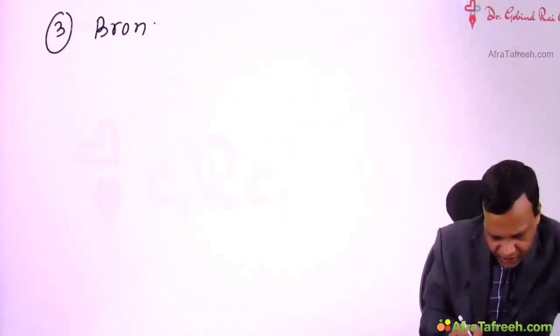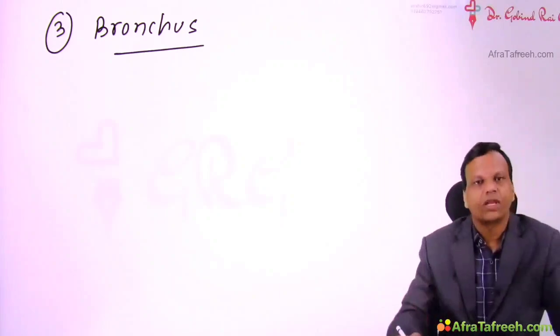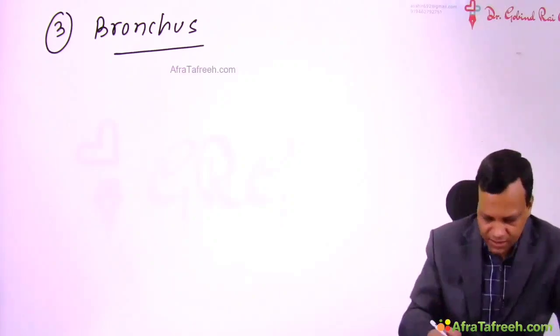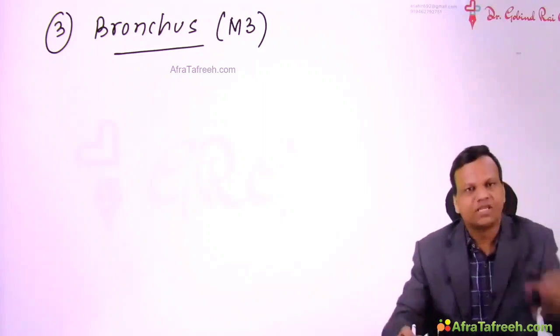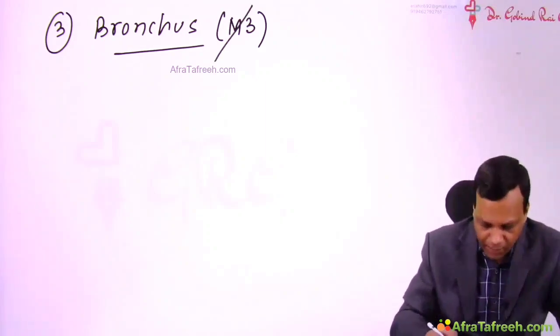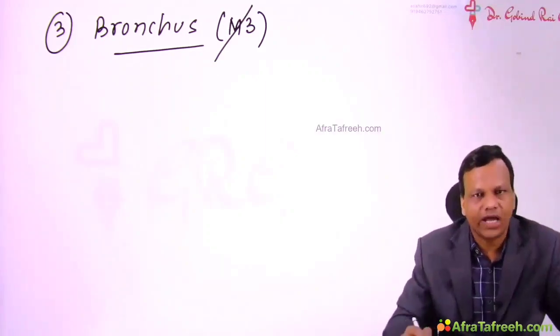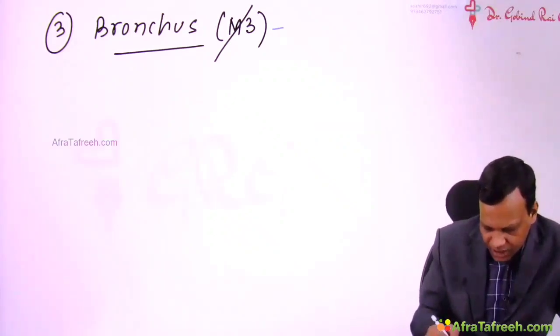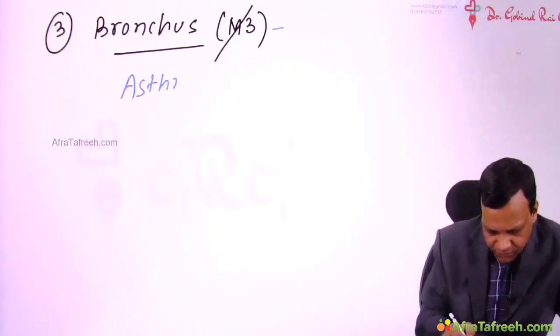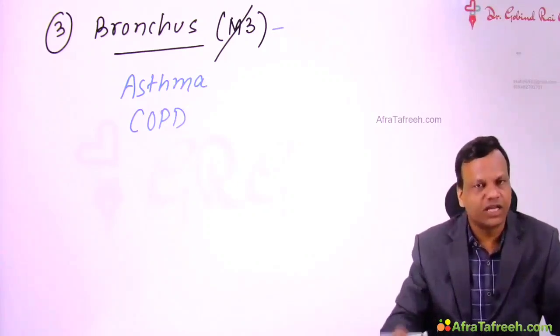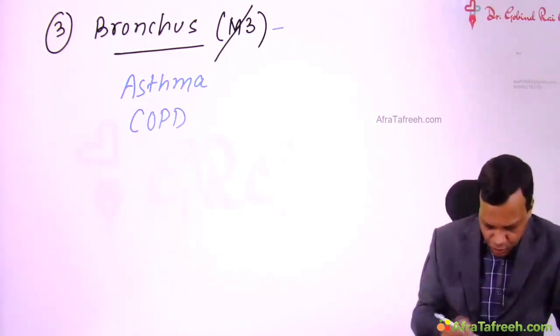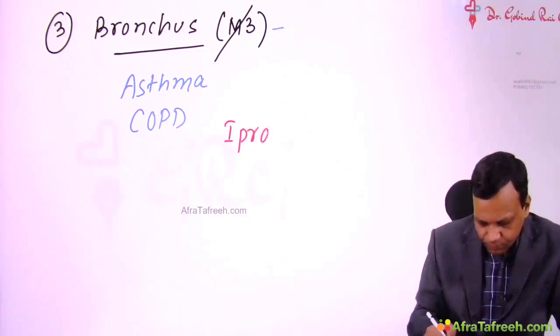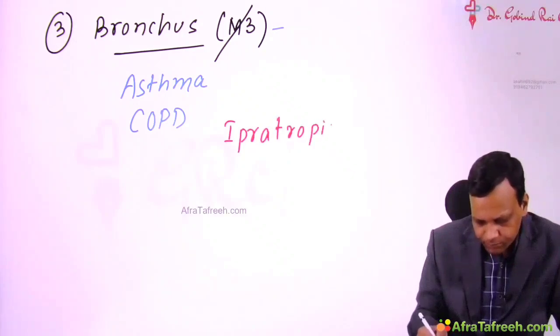Then the third effect we can discuss is on the bronchus. Bronchus contains which receptors? Yes, M3 receptors. And we know M3 causes bronchoconstriction. If we block M3, there will be bronchodilation. And bronchodilation will be useful in which condition? Yes, asthma. So we can use the M3 blockers in treatment of bronchial asthma as well as COPD. And the drugs used for this purpose are ipratropium and tiotropium.